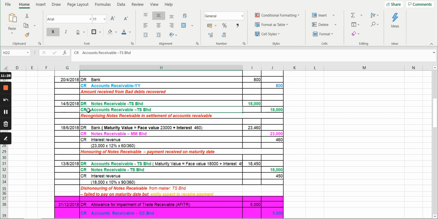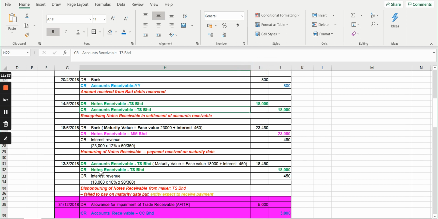Before this, you have credited the account receivable. Now you're going to debit back the account receivable because the notes has been dishonored. No payment was received from the customer. This is already on the due date, because this is a 90 days note. From 14th of May up till 13th of August, that was 90 days. On the maturity date, still no payment is received, so the note is dishonored by the maker. Remember, the maker is the party that issued the notes to us, TS.